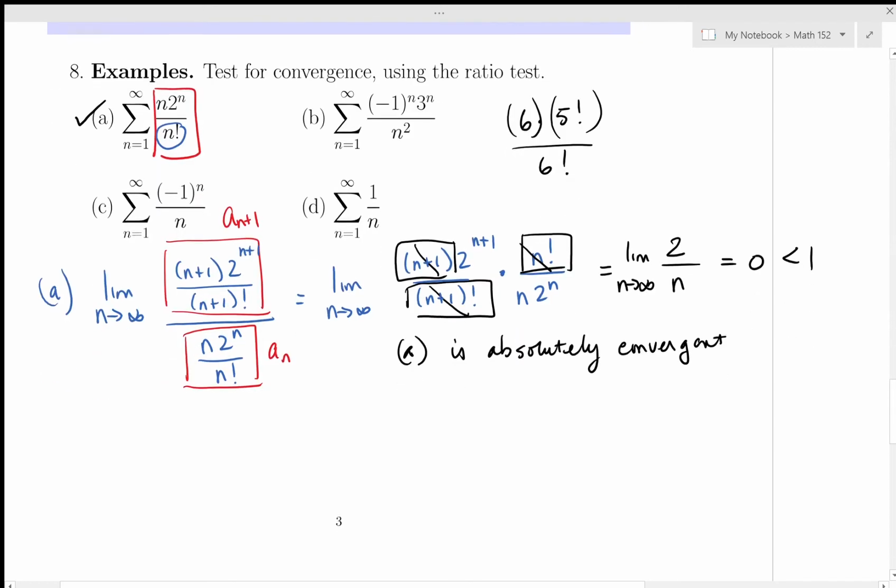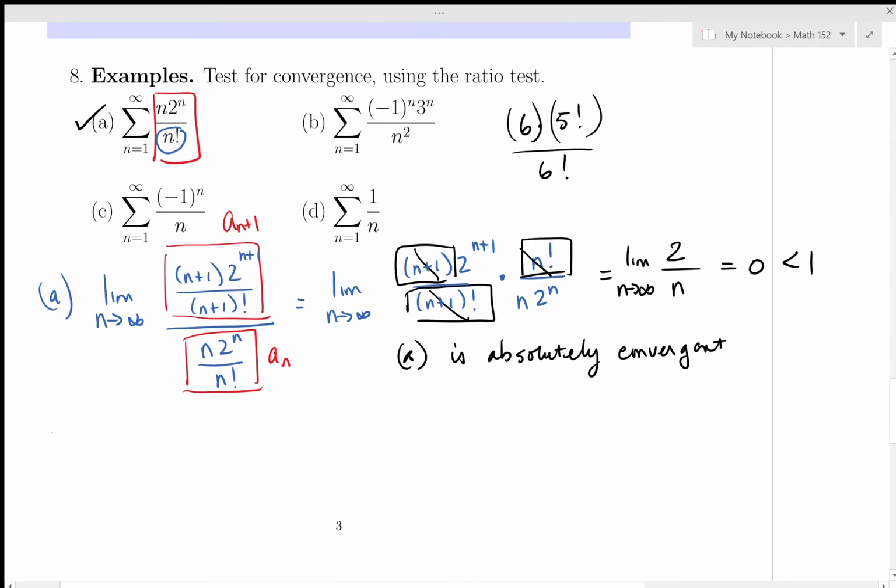Okay, we'll do another one. We'll do B. Why not go in order? We are now looking at this one here, and what we're doing is exactly the same thing. We're going to take the limit as n goes to infinity of a n plus 1 divided by a n. It's going to look like this.